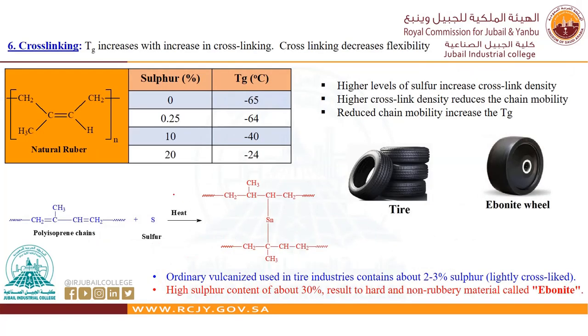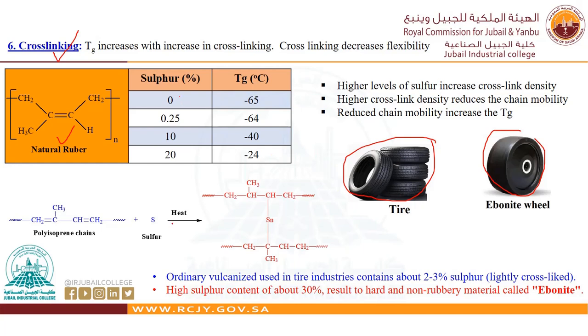Cross-linking also affects the TG and therefore also affects the application. For example, this is natural rubber, which is polyisoprene, and this polyisoprene is used to produce tires, and you can also use it to produce ebonite. If you have it without sulfur, how do you make it?